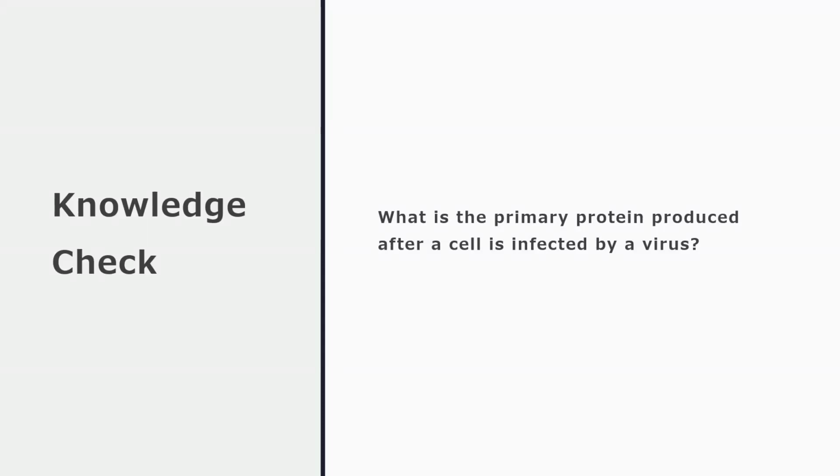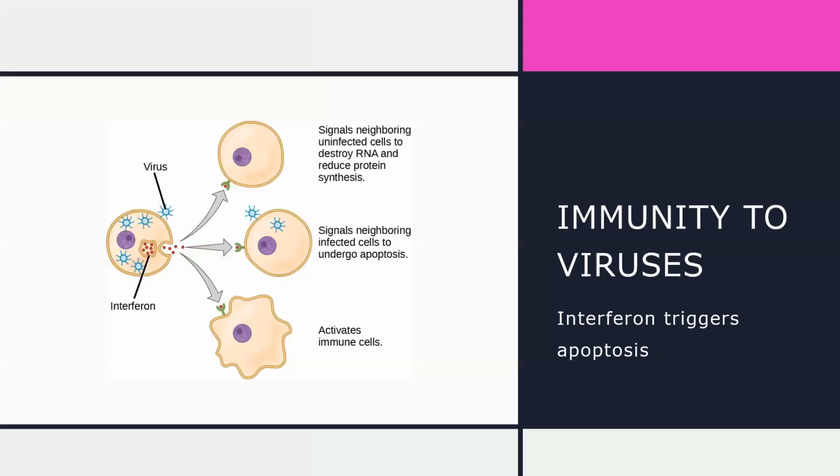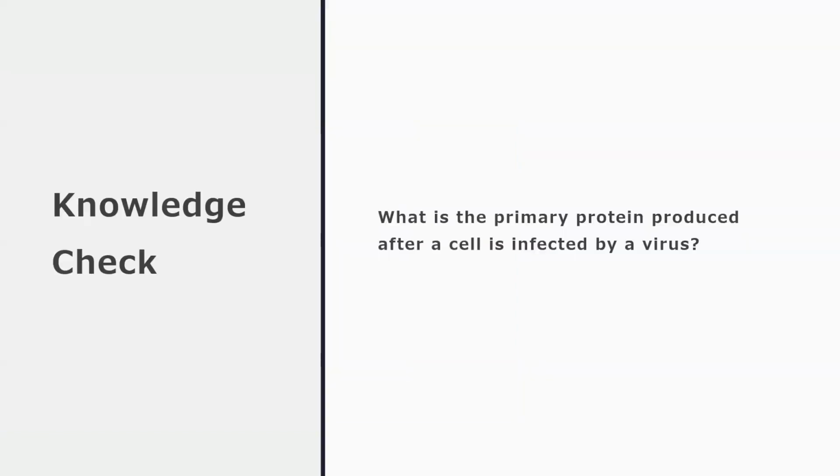Now, just as a thing to make clear, this interferon that's being produced, which can come in various forms, is a type of protein. So what is the primary protein produced after a cell is infected by a virus? Take a moment and answer that question. All right, hopefully you came up with interferon. There are a couple of different varieties, but that is the primary type of protein produced in response to virus infections.